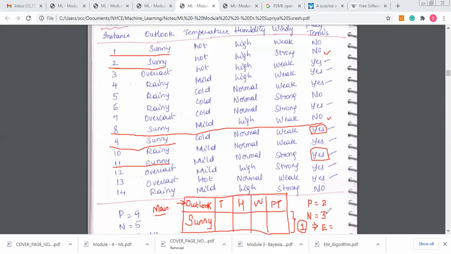The entropy equation is minus P divided by P plus N into log 2 of P divided by P plus N, minus N divided by P plus N into log 2 of N divided by P plus N. So it's going to be minus 2 divided by 5 into log 2 of 2 divided by 5, again minus 3 divided by 5 into log 2 of 3 divided by 5. Just let me know what is the entropy value here.